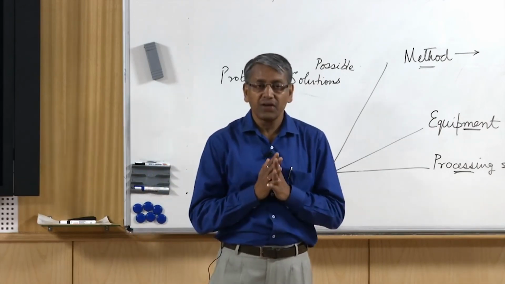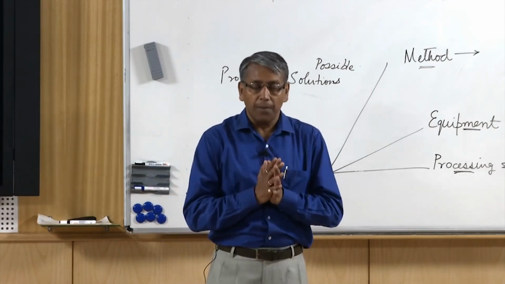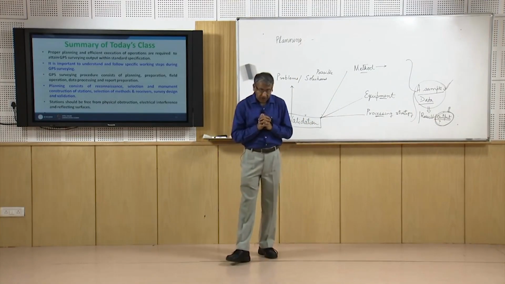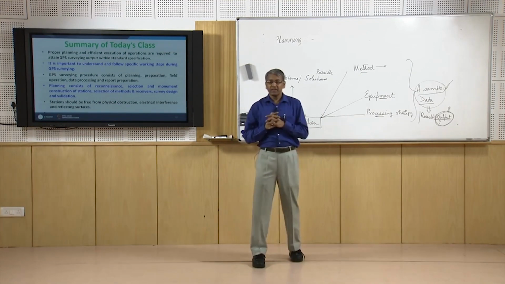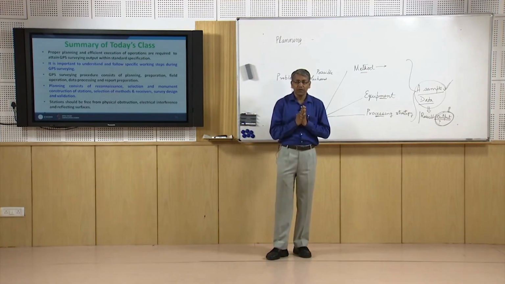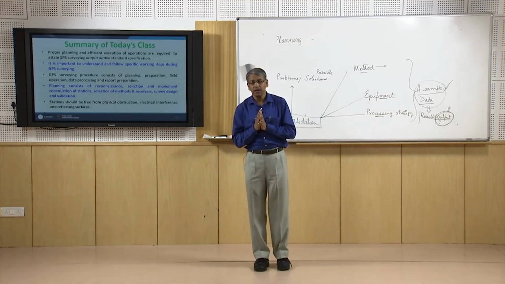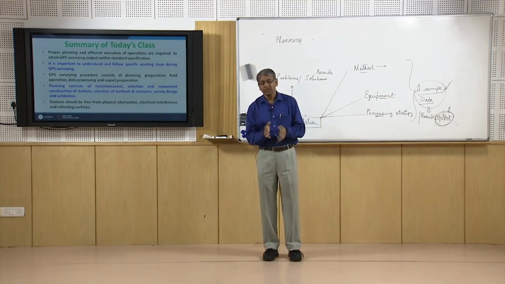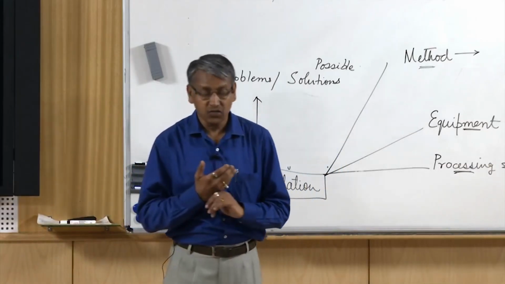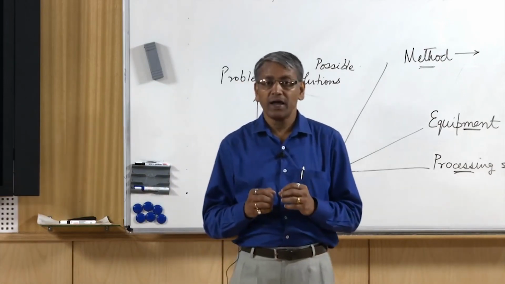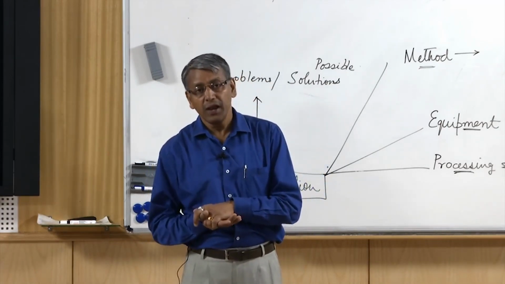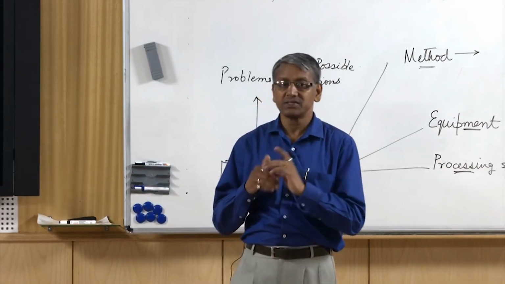So, let me summarize today's class. In order to carry out GPS surveying, we need to go for proper planning and efficient execution of some standard steps. In order to achieve the objective of any GPS surveying and to meet the standard specification, we need to follow a standard procedure which consists of planning, preparation, field observation, processing and report generation. The planning stage has to be done thoroughly, and it consists of reconnaissance followed by selection of station and its construction, then selection of receiver as well as positioning methods, then survey design.